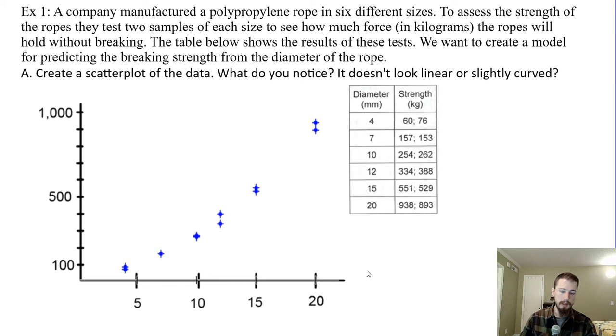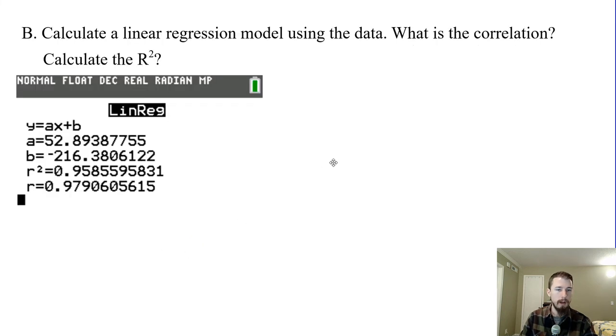Notice that the data is going to be pieced together because there were 2 with the same domain for each one of those, and so that's why it's stacked that way. All right, does it look linear or slightly curved? I would say it looks slightly curved. It's not too bad, but it is slightly curved.